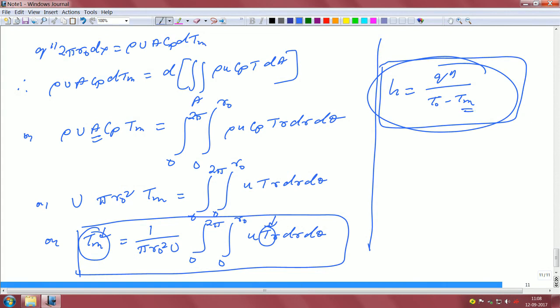Okay. So, in the next class we will see what is the nature of this Tm, how does it vary with distance and with different conditions, uniform heat flux or uniform surface temperature. That we will do in the next class.